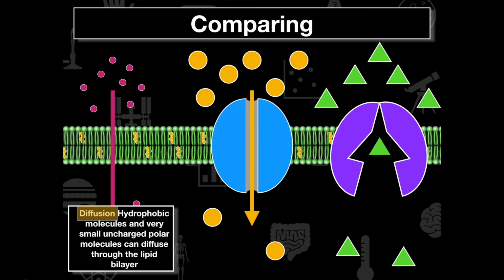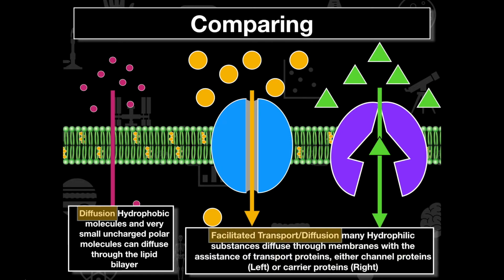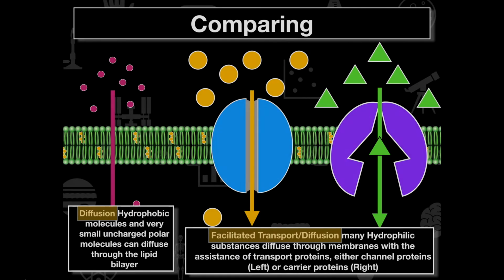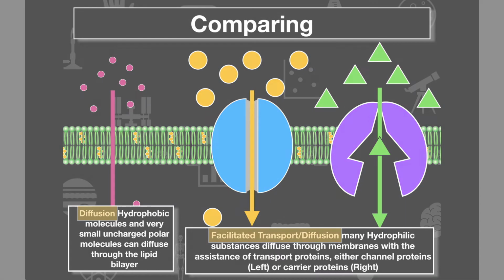And again, if we're looking at this type of passive transport, we can use carrier proteins, facilitated transport, also known as facilitated diffusion, where we have many hydrophilic substances that diffuse through the membrane with the assistance of transport proteins. So we either have channel proteins, which are on the left here, or carrier proteins on the right.